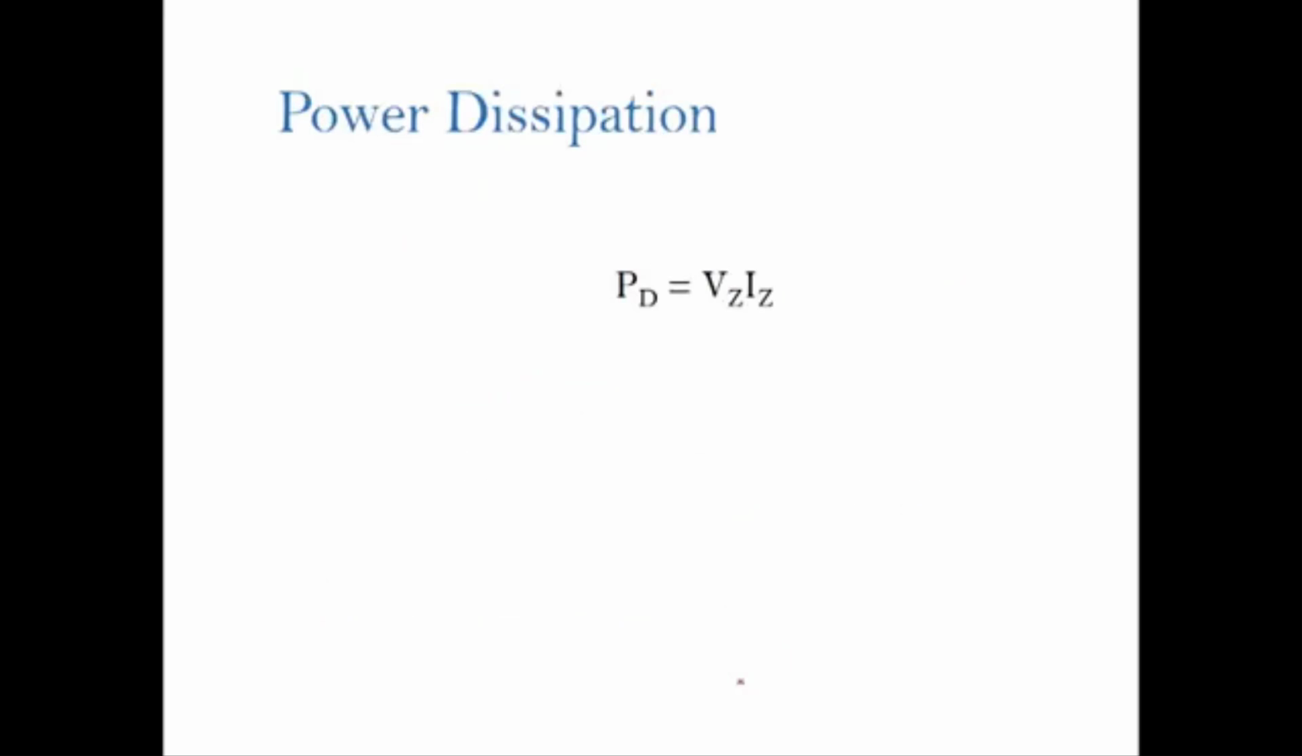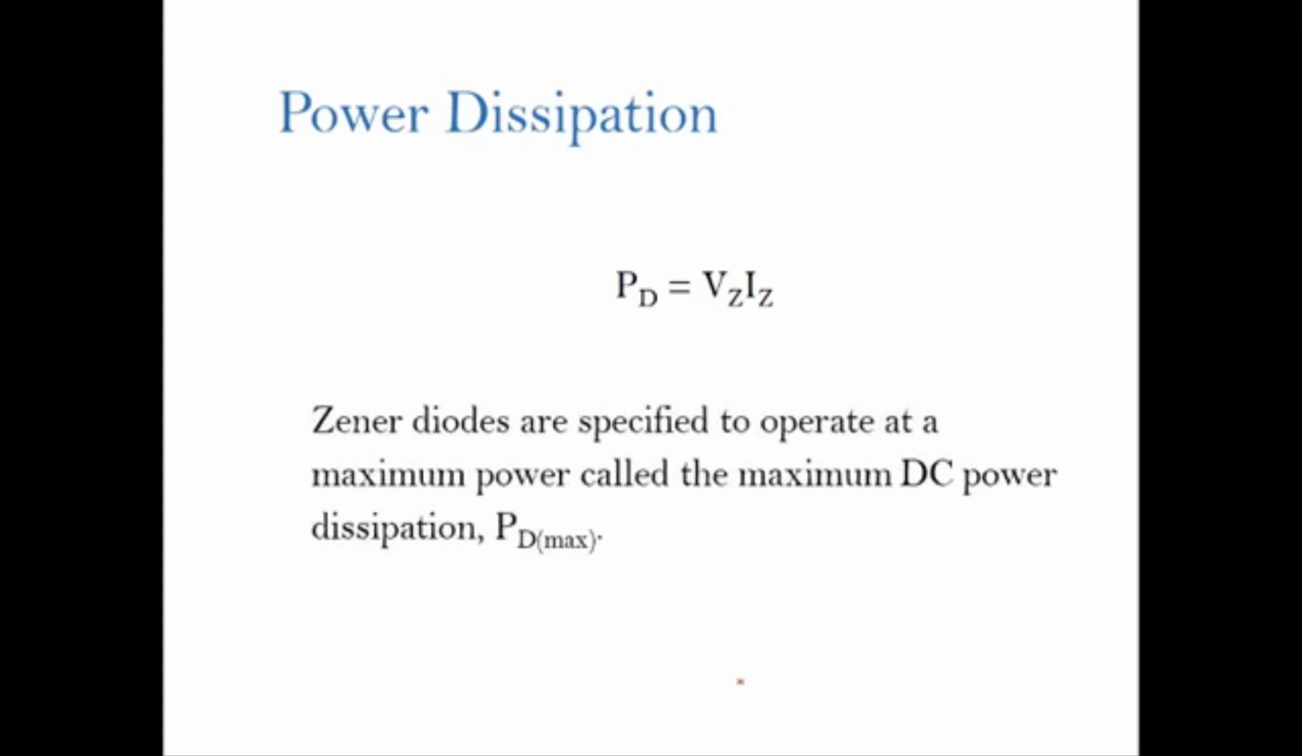So the next related parameter of the Zener diode is power dissipation. The general equation for the power is P equal to IV. PD refers to the power dissipation. Zener diodes are specified to operate at a maximum power called the maximum DC power dissipation, or PD max.